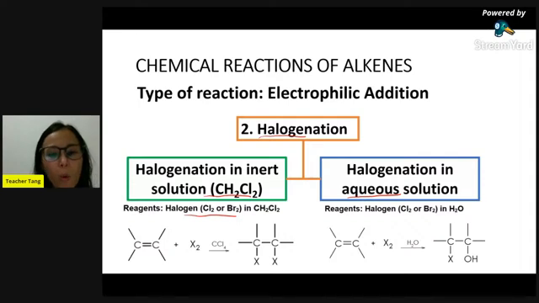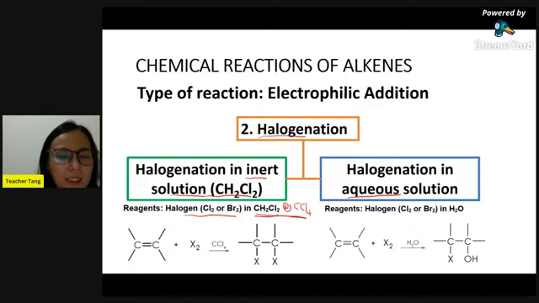Inert solvent and water will give you different products. Inert solvent means that this solvent will not affect the product. An example of inert solvent that we can use in the halogenation reaction is dichloromethane, CH2Cl2, or chloroform. These are the common inert solvents that we use to do halogenation.